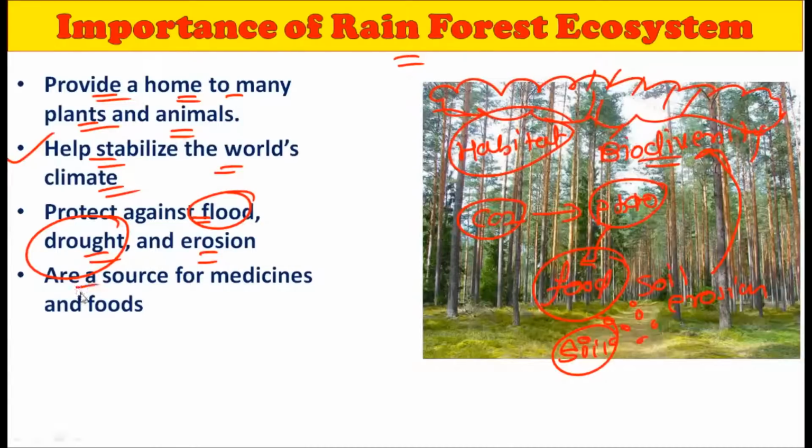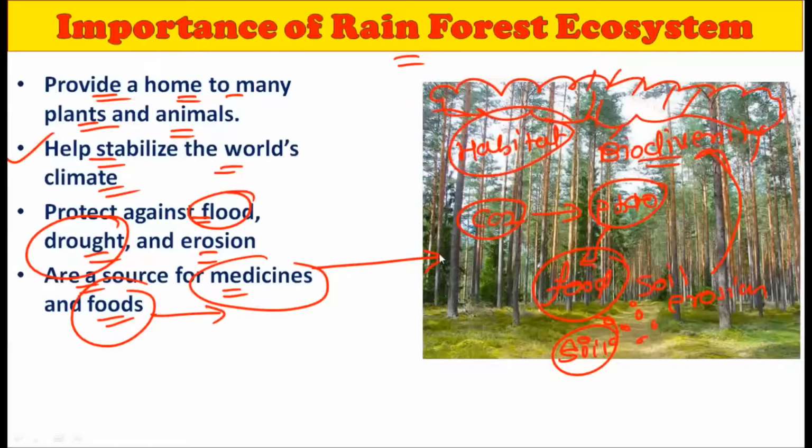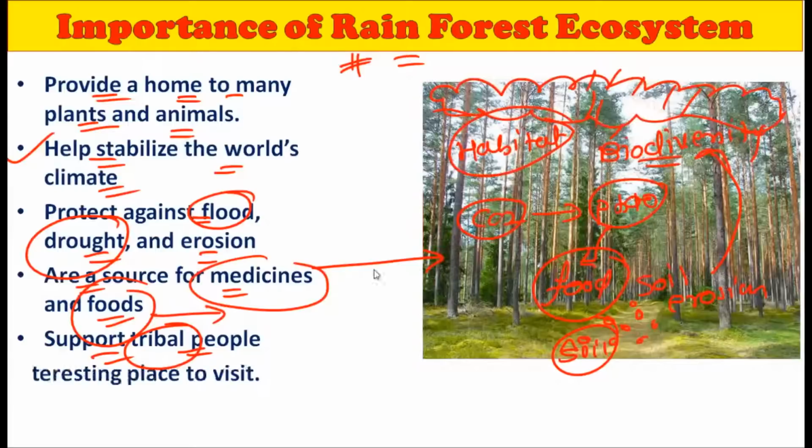The next application we have, they are the source of medicines and foods. As we have discussed, different types of food are provided by this forest. Plus, many medicinal plants are found in the tropical rainforest, and that is why they also act as a source of medicines. Plus, they also support the tribal people. All the tribal people are dependent on forest areas for their survival. So, rainforest is not the exception. They also provide very great support to the tribal people.